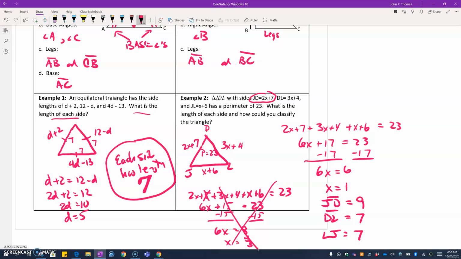All right, so in this case, this would be an isosceles triangle. So when we look at this, it asks us to classify the triangle. So we could go back and we could say this one is isosceles because 2 sides are congruent. All right, so that takes us through that set of notes.